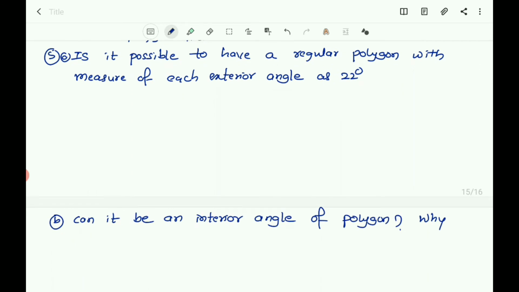The fifth question, is it possible to have a regular polygon with measure of each exterior angle as 22 degree? Now again let us use the same formula and try to get the value of n, a positive integer, then you can say that it is a regular polygon. So here what is given? Each exterior angle is given, that is 22 degree. So let us find the number of sides.